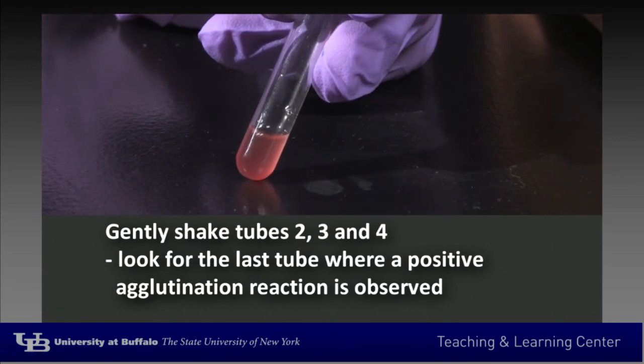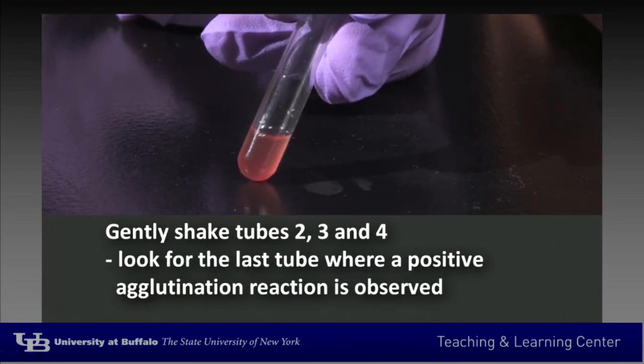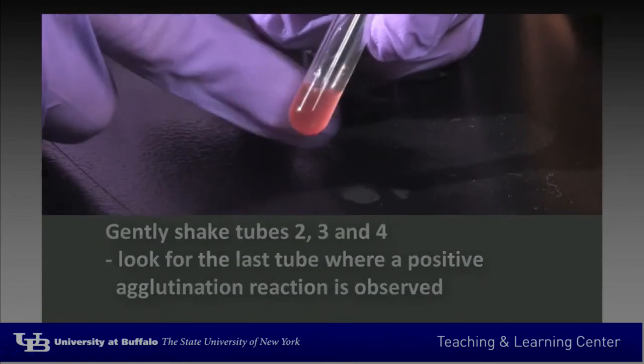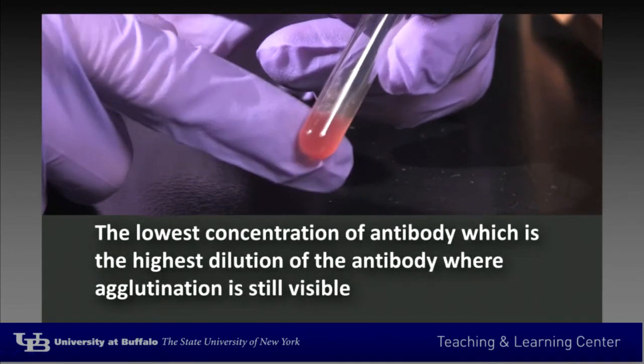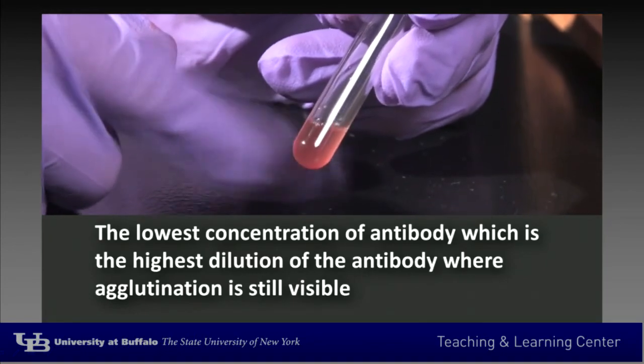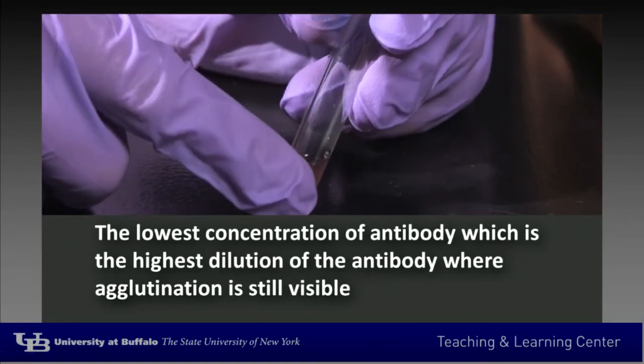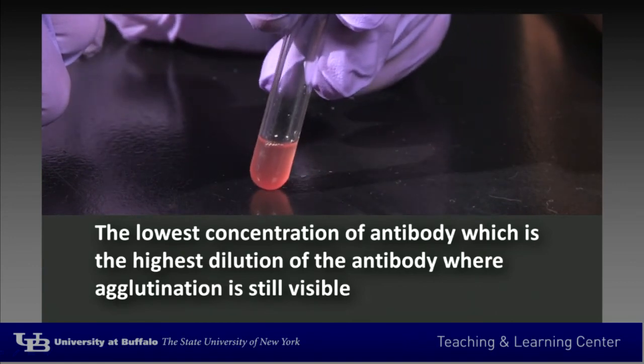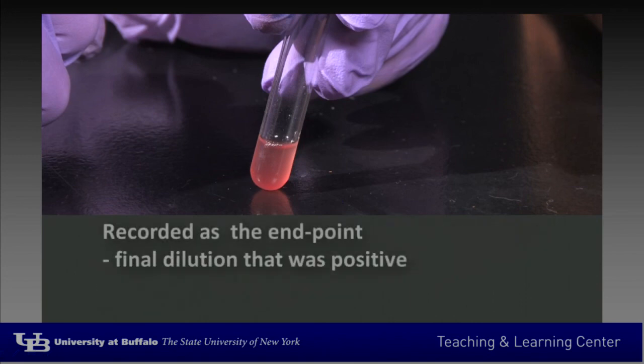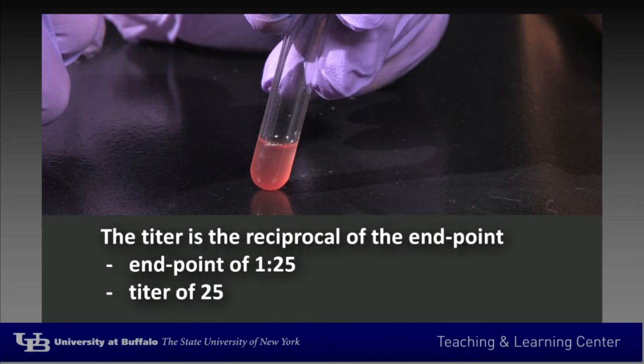You are looking for the last tube where a positive agglutination reaction is observed. In this serial dilution, it is seen as the lowest concentration of antibody, which is the highest dilution of the antibody, where agglutination is still visible. This will be recorded as the endpoint, which is the final dilution that was positive. The titer is the reciprocal of the endpoint. For this assay, the endpoint was 1 to 25, and the titer was 25.